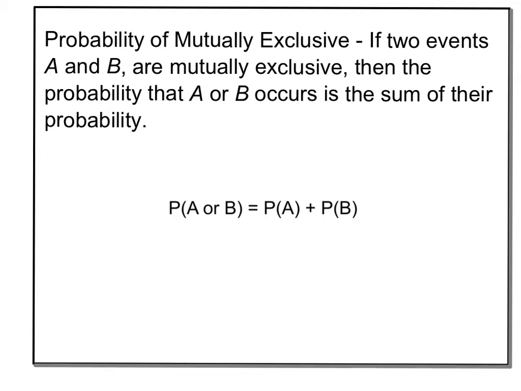The probability of mutually exclusive events occurring is the probability of A plus the probability of B, that those 2 things will occur together.